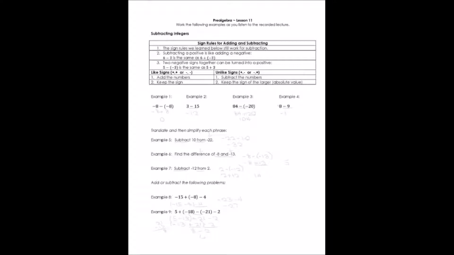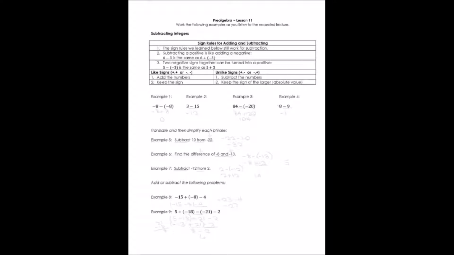Once again, if we have the same signs, or like signs, we'll add the numbers and keep the sign. When we have unlike signs, we will subtract the numbers and keep the sign of the larger one, as far as absolute value goes. Remember again, these are just the rules for adding and subtracting, not multiplying and dividing integers. Those will come later.